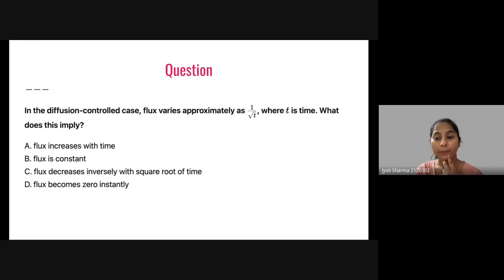Okay, now coming to another question. In the diffusion controlled case, the flux varies approximately as 1 by square root of t, where t is time. What does this imply? Flux increases with time, flux is constant, flux decreases inversely with square root of time, or flux becomes 0 instantly. I think this is a simpler MCQ, because from the question only we can tell what the right answer should be.